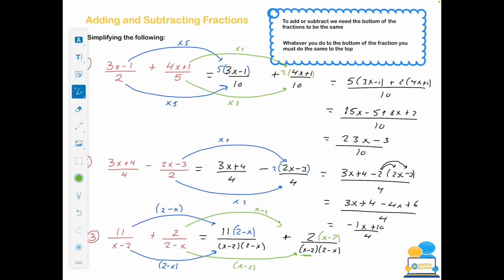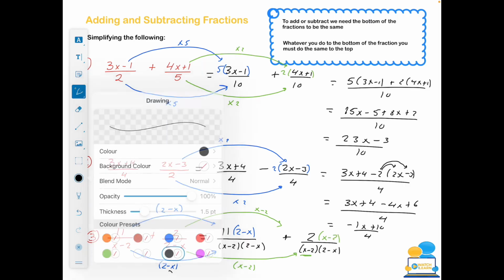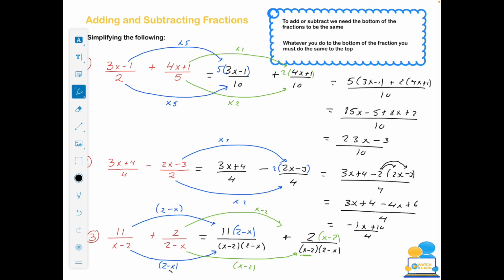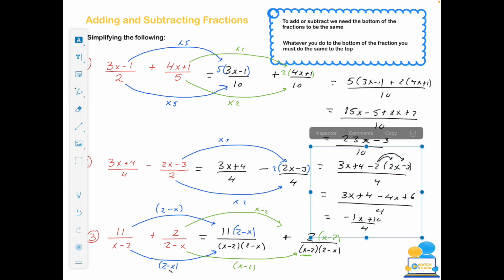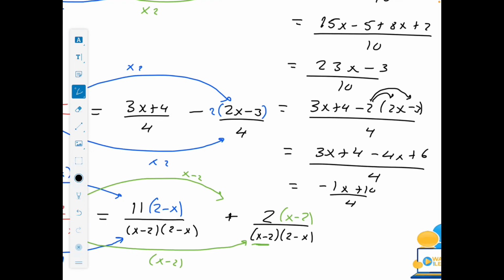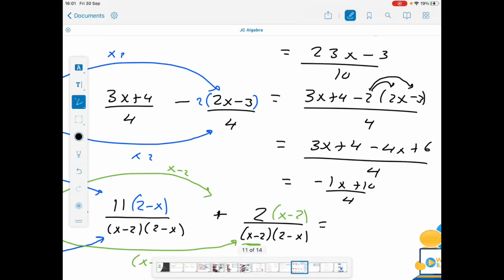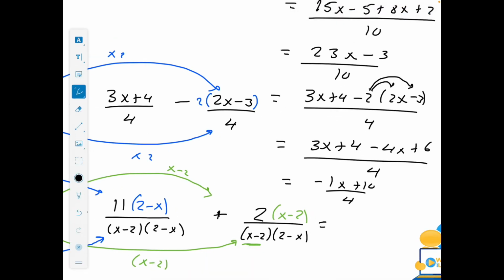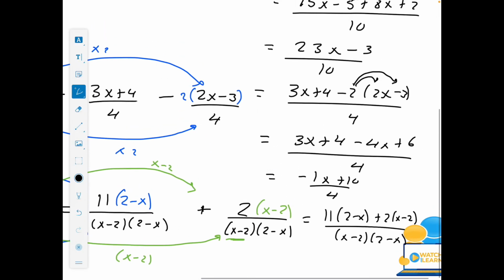Now when we have the bottom of the fraction the same, we can just squish them together. Sorry, now I'm going to make a little bit more space here. Okay, so we will have 11 by 2 minus x plus 2 by x minus 2 all over. Now, a trick here, you don't have to multiply out the bottom of the fraction. You don't get any marks for it, so there's no point in doing it. So we'll just multiply at the top.